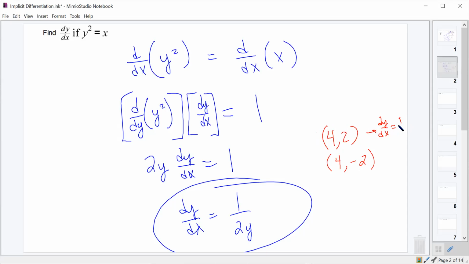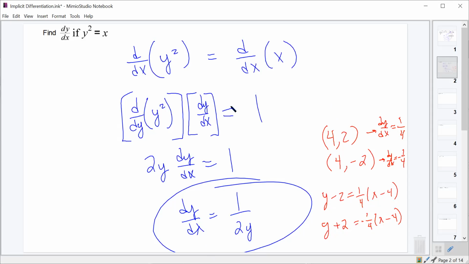One over 4. Right. And what if I did this one? 1 over -4. It'd be negative a fourth, right? So the equations for the tangent lines of each of these would be y minus 2 equals a fourth times x minus 4, and y minus -2, or y plus 2, equals negative a fourth times x minus 4.